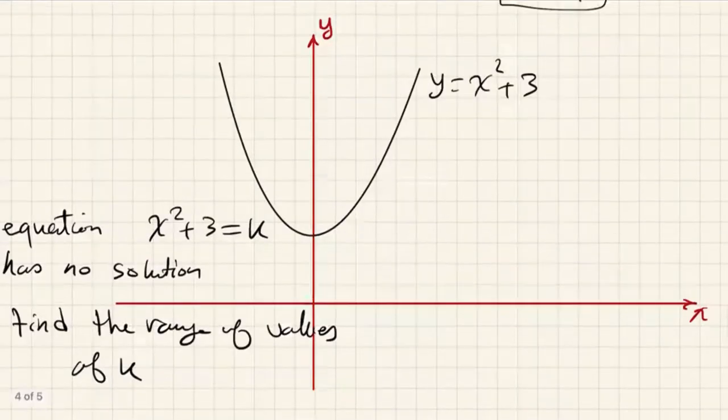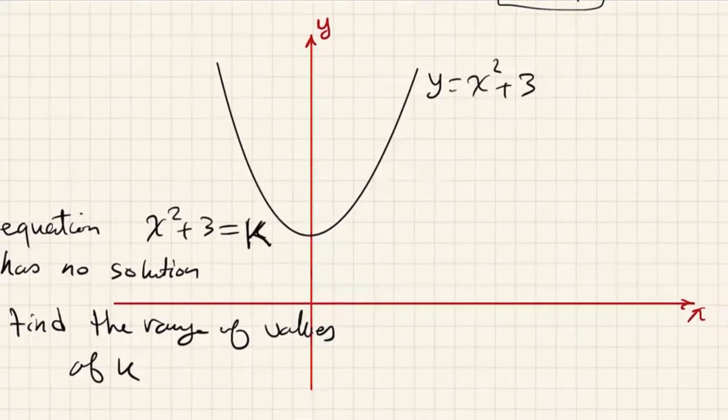We sketch a graph y equals x squared plus 3. And I'm telling you the equation x squared plus 3 equals k has no solution. What is k? It is a number, meaning y equals k, which is a horizontal line. Right? Find the range of k. So what is the range of the values of k for which there is no solution? Does anyone know?